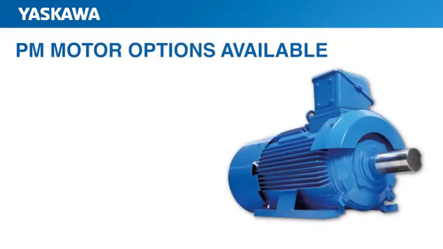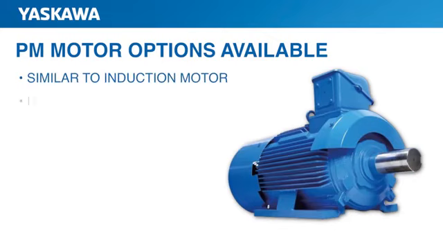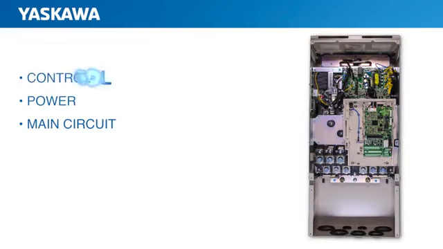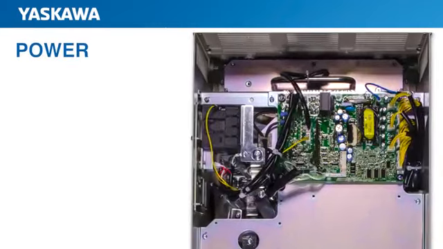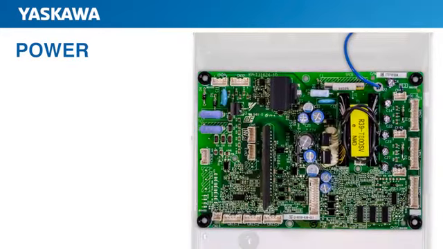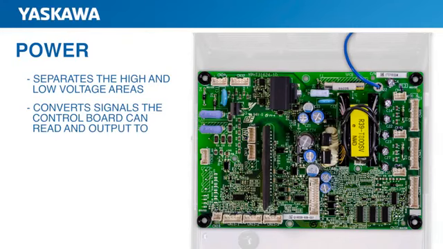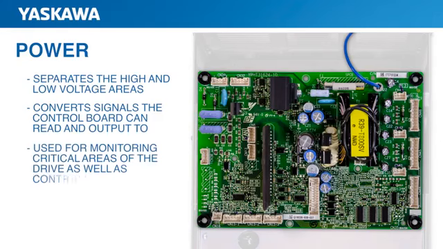Control methods available for PM or permanent magnet motors may also be available. This motor is similar to the induction motor we talked about before, except the rotor now incorporates magnets to create the rotor's magnetic field instead of the typical shorted rotor bars. Moving from the control side deeper into the drive, we find ourselves at the main power board. This separates the high and low voltage areas, converting signal levels to something the control board can read and output to. This is used for monitoring critical areas of the drive as well as controlling them.